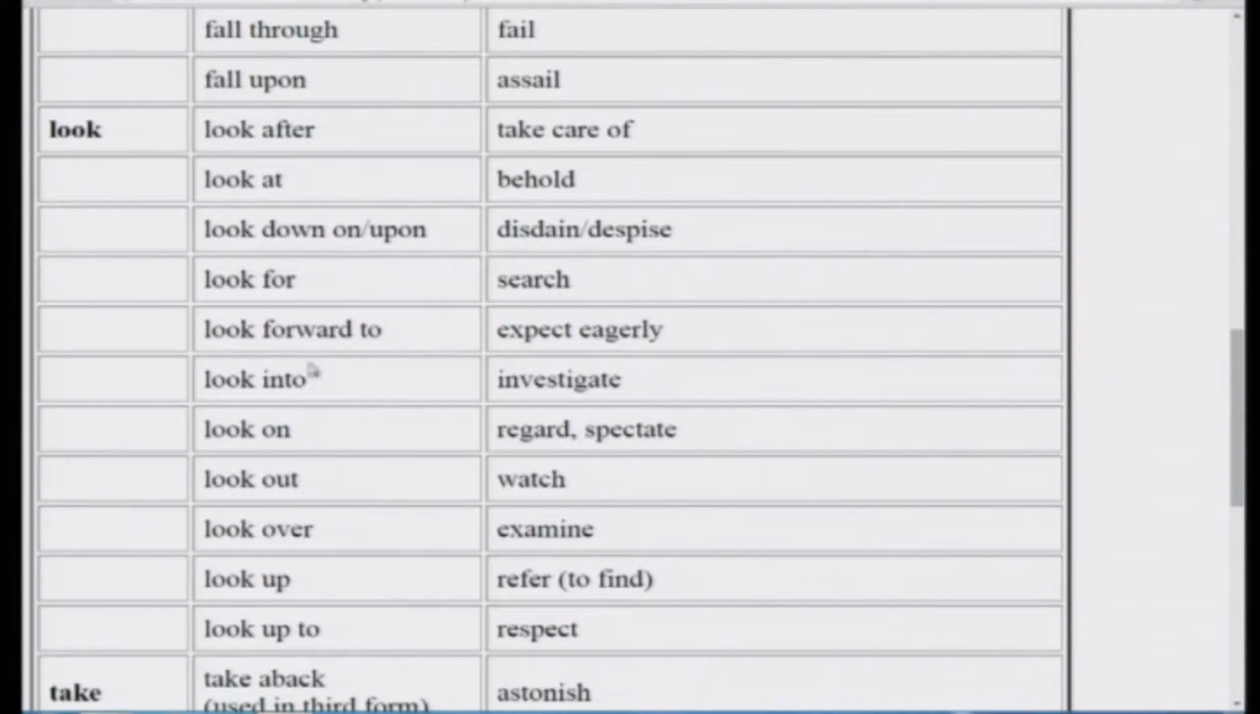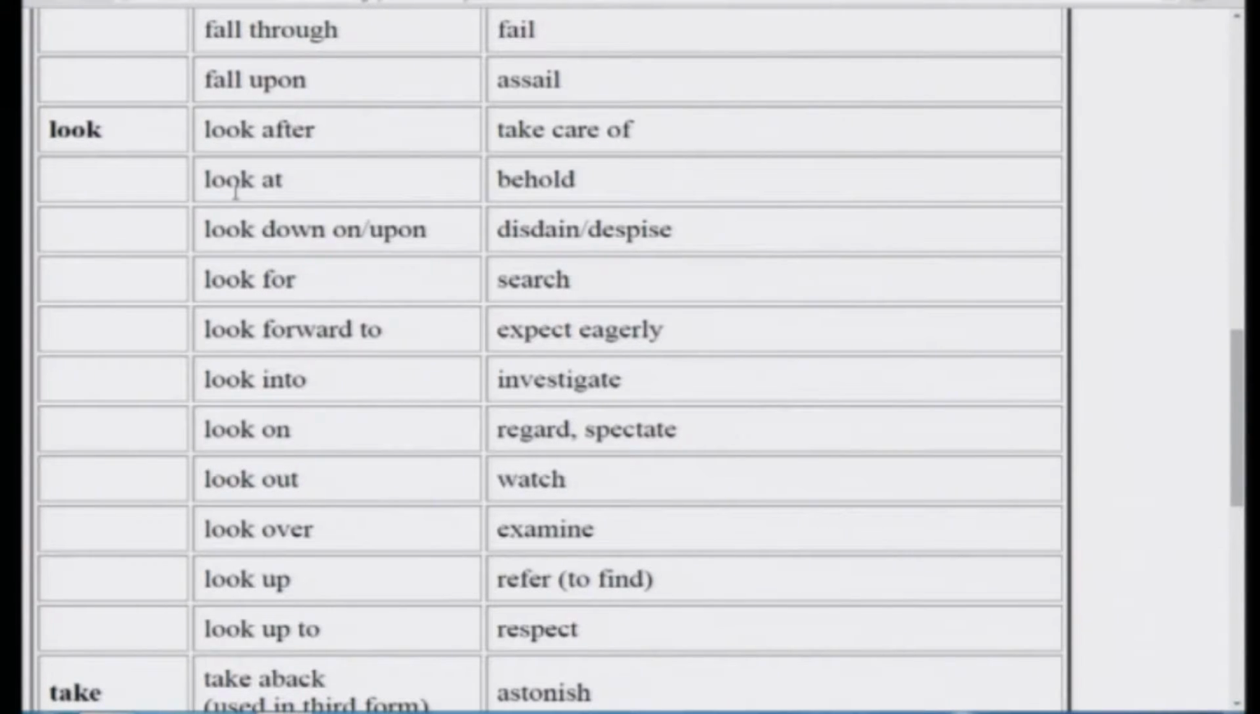Look. Look after, that is take care of. See, phrasal verbs are so prevalent that in order to tell the meaning of one phrasal verb, look after, I have to take recourse to another phrasal verb which is take care of, okay, which will come later. Okay. Look at, there is a difference between see and look at.